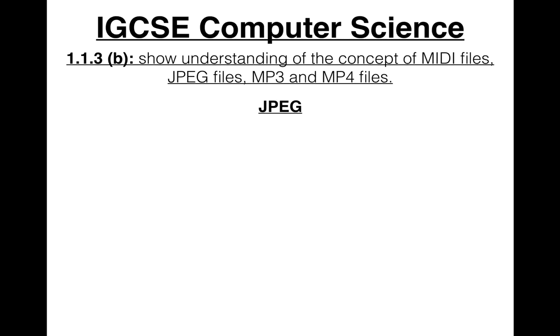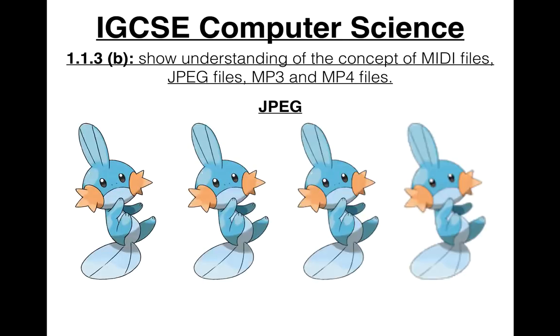JPEG. Look at these four photos of Mudkip, and you'll notice that as Mudkip goes right, he starts to blur. This has to do with the amount of pixels per centimeter. This is the full-size image I got from Bulbapedia, which is 28.35 pixels per centimeter. That's 100% of the image. Then I've reduced it to 14.16 pixels per centimeter, which is 50% of the original.